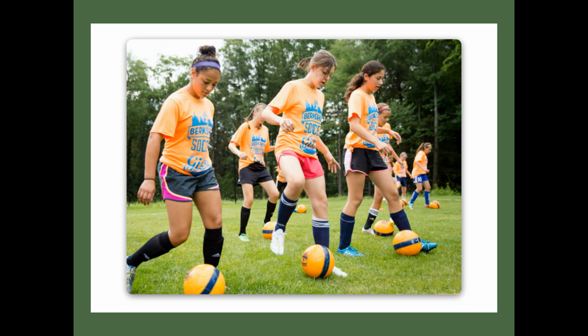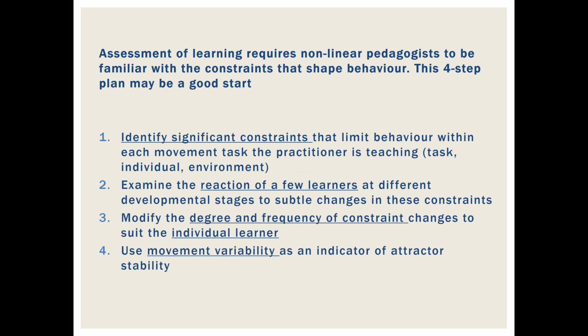So again, the same thing here. Let's say this is your physical education class, and the goal is for these students to be able to dribble the ball with both feet, alternating, for 15 meters. What would be an approach you would take to developing that skill, based on the 4 steps here? Identify significant constraints, changing the degree and frequency, and then movement variability.